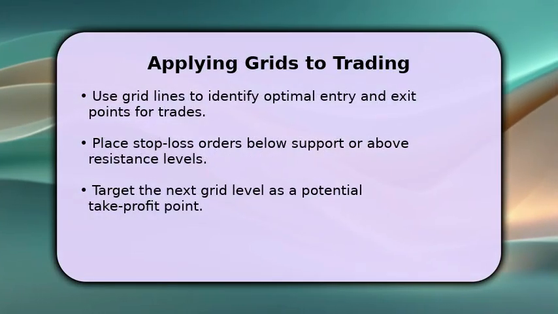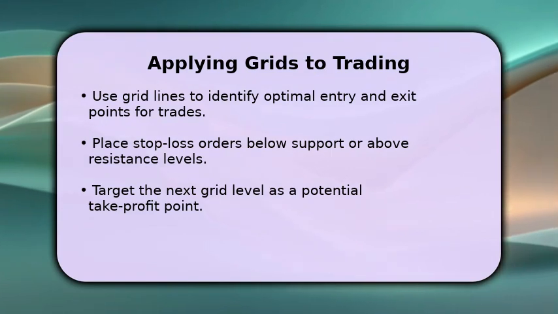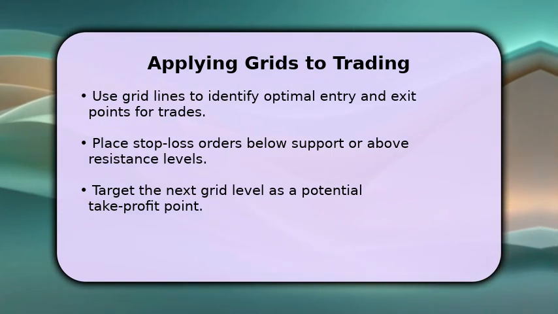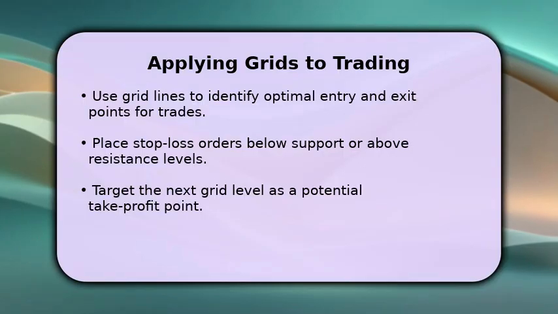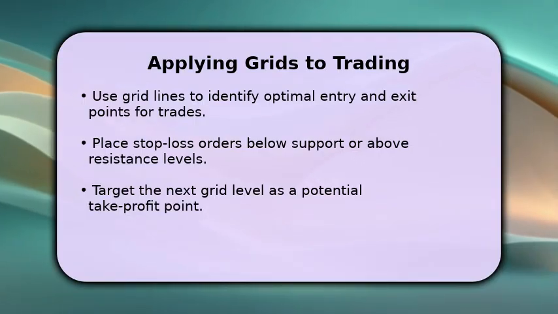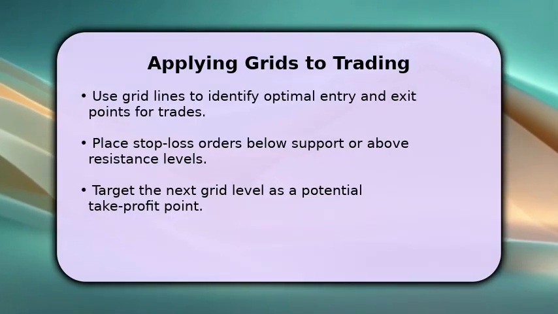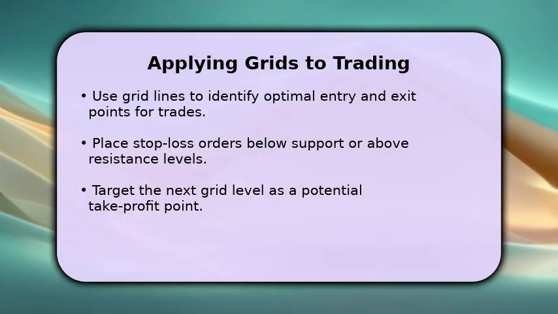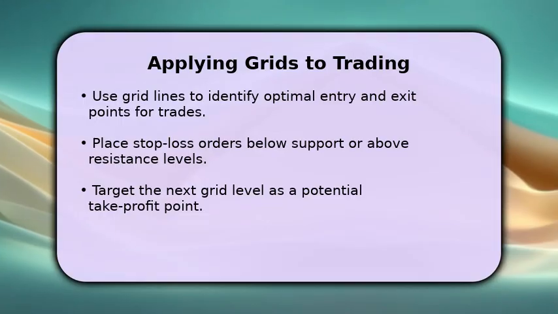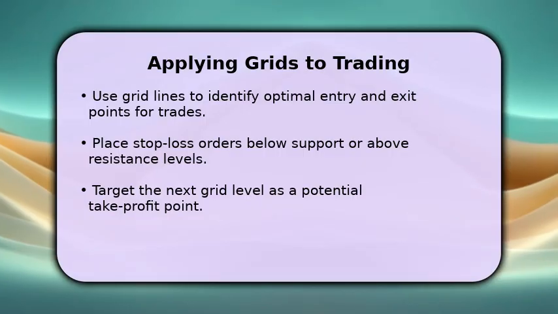Applying Gann grids to your trading strategy can enhance decision-making. You can use the grid lines to identify optimal entry and exit points for trades. For instance, consider placing stop-loss orders just below a support level or above a resistance level indicated by the grid. When price breaks a level, target the next grid line as a potential take-profit point. By observing price behavior within the grid cells, you can assess market conditions and refine your trading approach for better outcomes.